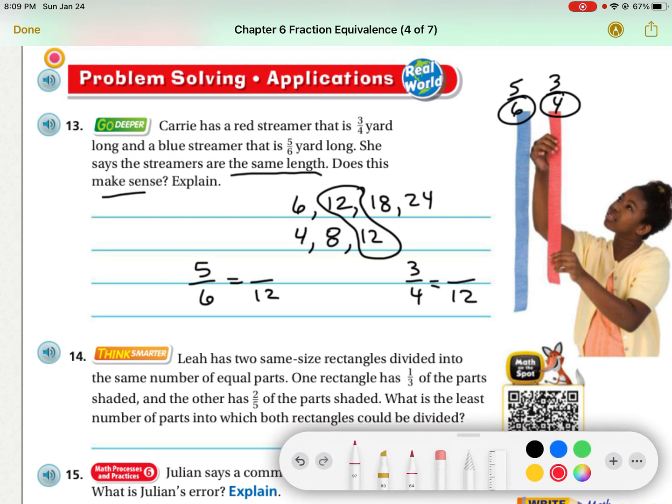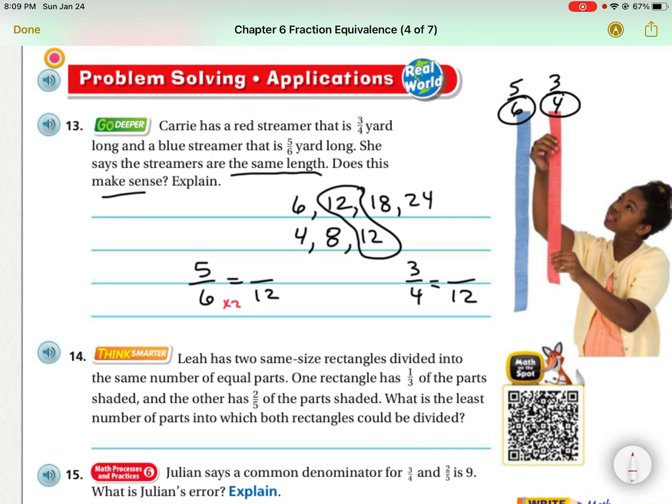All right, well, if we get the same numerator, then we know that the streamers make sense and that she has the same amount. So 6 times 2 is 12. 5 times 2 is 10. 4 times 3 is 12. 3 times 3 is 9. So 3/4, 9 out of 12, is going to be a little bit shorter than 10 out of 12. So these guys are not equal to each other. So it does not make sense. They're not going to be the same length.